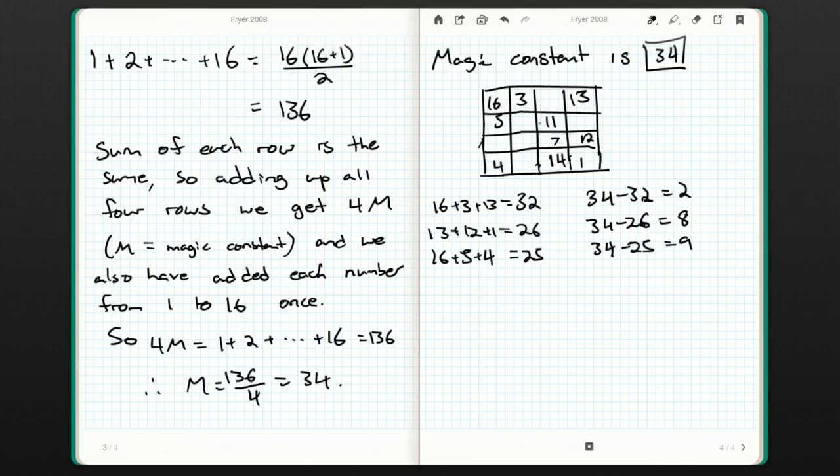Notice we're not getting repeats of any of the numbers we see in here, and that means we're doing the calculations right. And the last one we can complete right away, 4, 14, and 1. That's 19. 34 minus 19 should be 15. So we can fill these numbers in right away. So we get a 2 up here, an 8 over here, we get a 9 here, and we get a 15 down here. Okay. So now we have 2 more numbers to complete.